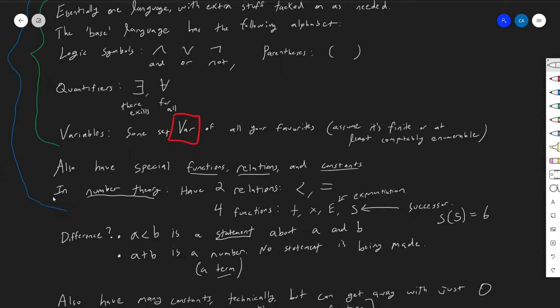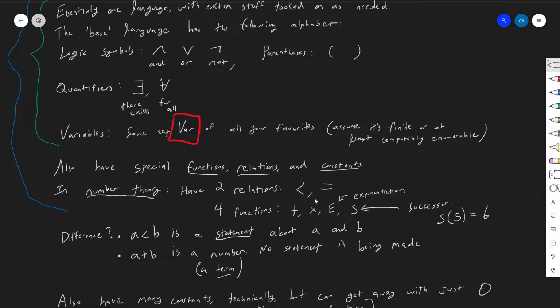Now, I'm going to go through this example of number theory to make things more clear and less abstract. In the language of number theory, we have an alphabet consisting of two relation symbols, less than and equality, and then 4 function symbols: the plus function, the times function, this E which means exponentiation (you can use a different symbol, but I'm just going to use this), and then this S here, which isn't entirely necessary. This is the successor function. It basically adds +1, right? S of 5 equals 6.